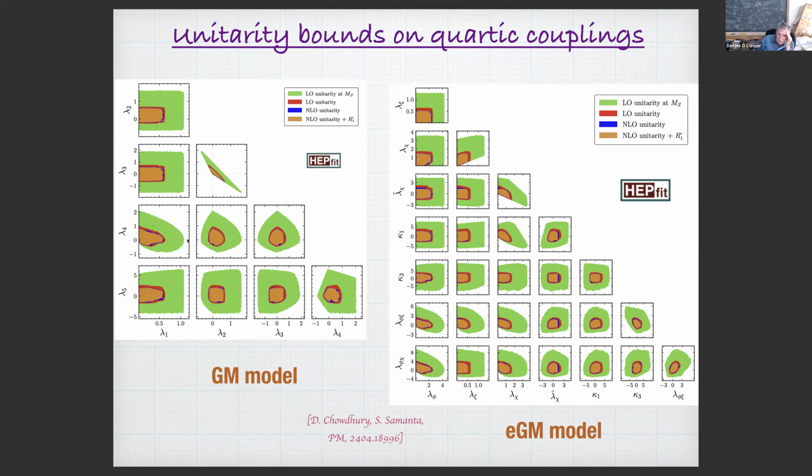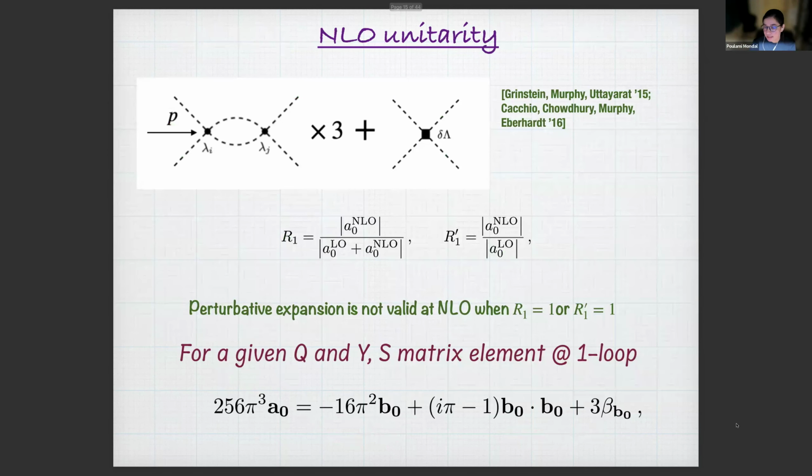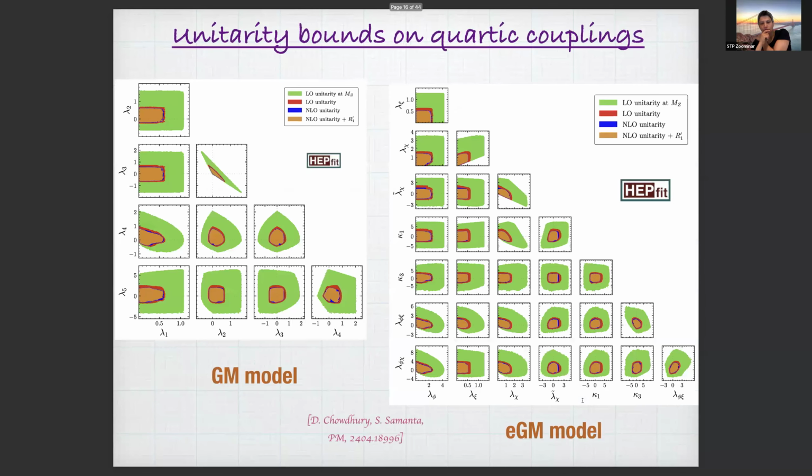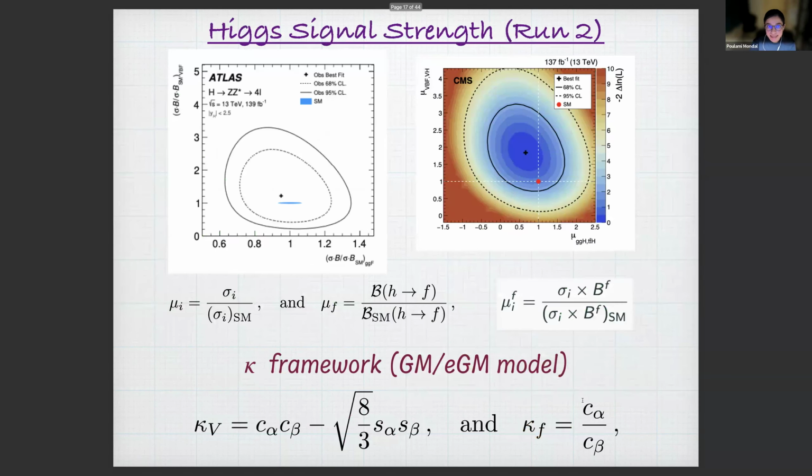Okay, all right, thank you. So yeah, these beta functions are calculated at 2 loop order actually. Then we calculated the unitarity condition. So this is the parameter space for the quartic couplings in the GM and AGM model. And then we look into the experimental constraints. First we talk about the Higgs signal strength for the full Run 2 data.